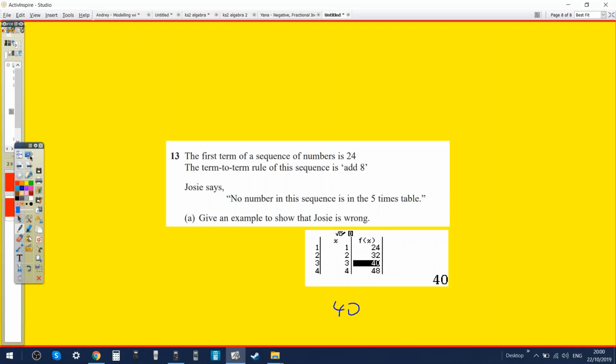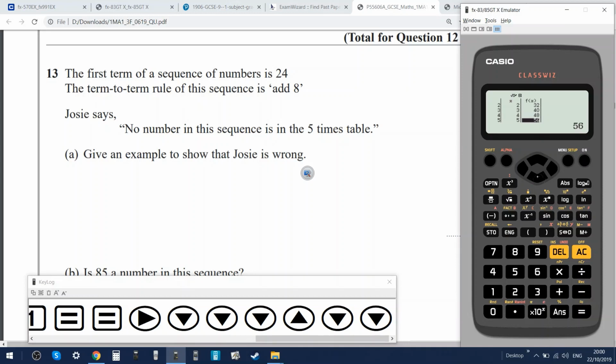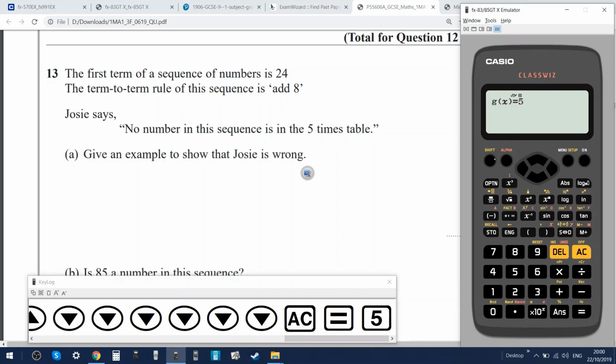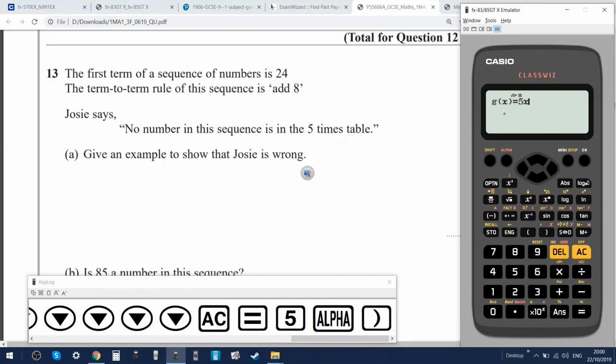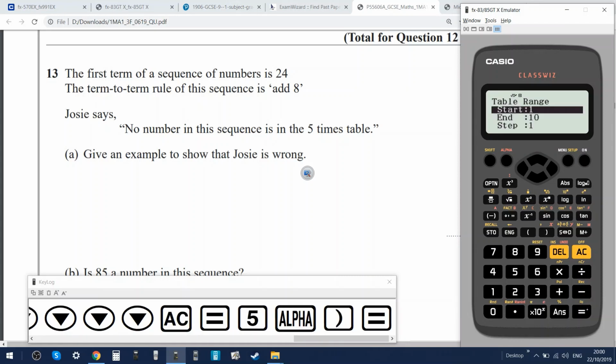And you could do 80. You could keep pressing down. 80 will be in both. And maybe you don't even know your 5 times table. If you don't, you can have the 8x plus 16 and you can have 5x. That would show us the 5 times table.